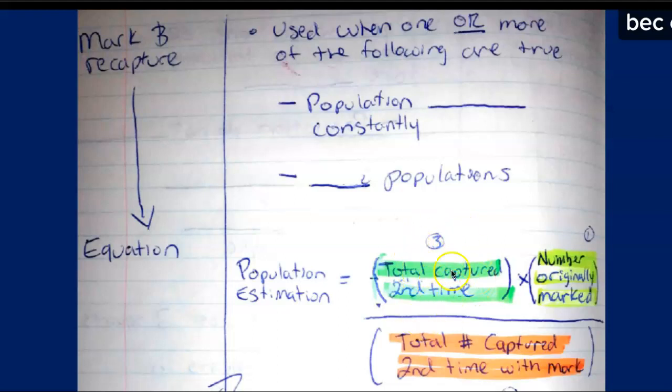Now, some of these squirrels might have the original tag, and that's the number that goes down here. So let's just say, again, you marked 20 squirrels. You go out and now you get 30 squirrels, like you just happen to catch 30 squirrels, and 2 of them have your original tags. So it would be 20 times 30, enter that into your calculator, and then divide by 2.